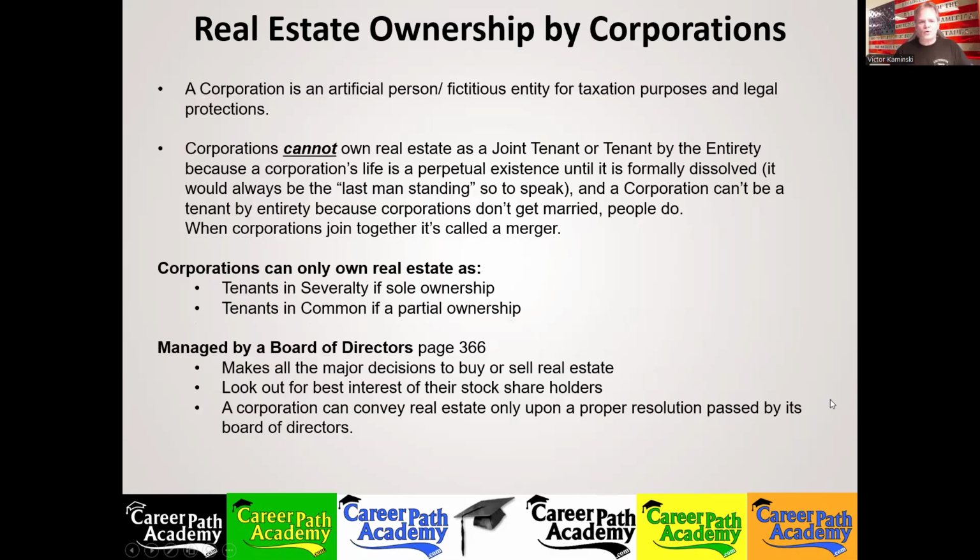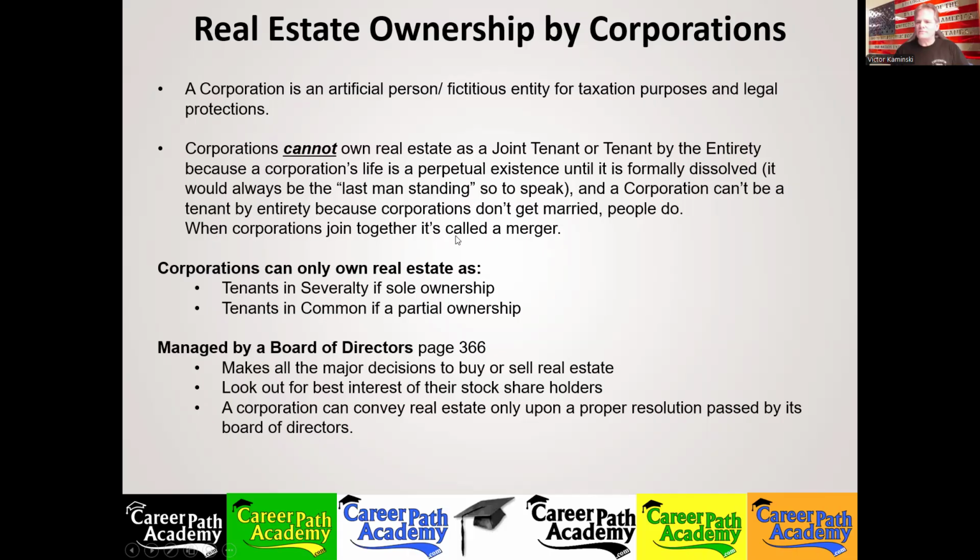Real estate ownership by corporations. A corporation is an artificial person. It's a fictitious entity for taxation purposes and some legal protections. Corporations cannot own real estate as joint tenants or tenants by the entirety because a corporation's life has a perpetual existence until it's formally dissolved. It would always be the last man standing, so to speak, in a joint tenancy, so it can never be a joint tenant. And corporations don't get married, people do. So corporations can't be a tenant by the entirety because that's between married couples.